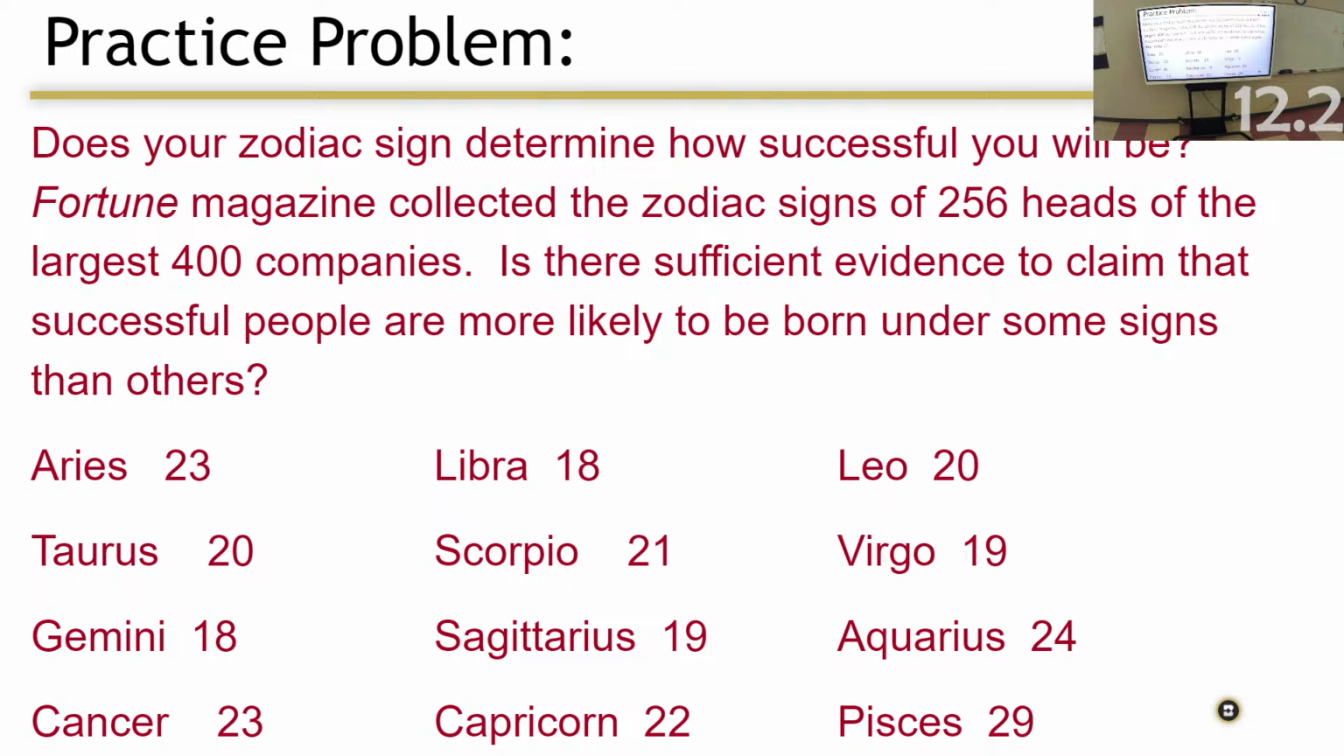Does your zodiac sign determine how successful you're going to be? Fortune magazine collected zodiac signs of 256 heads of the largest 400 companies. Is there sufficient evidence to claim that successful people are more likely to be born under some signs? One sample, one answer. That's a GOF test.